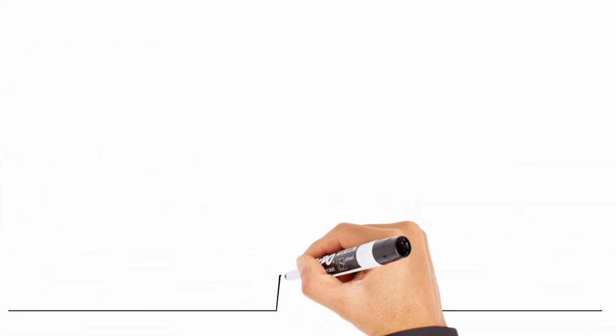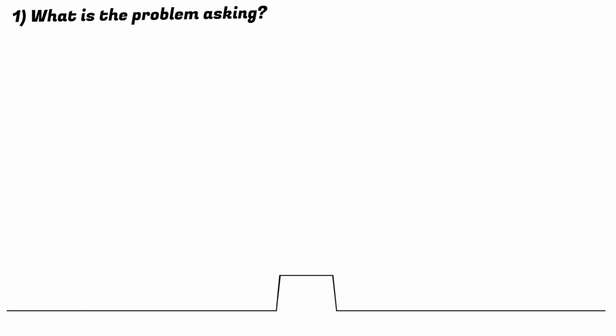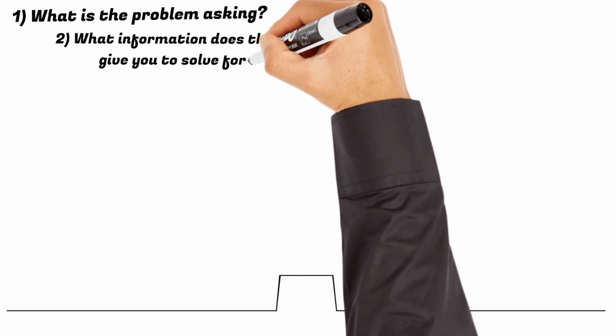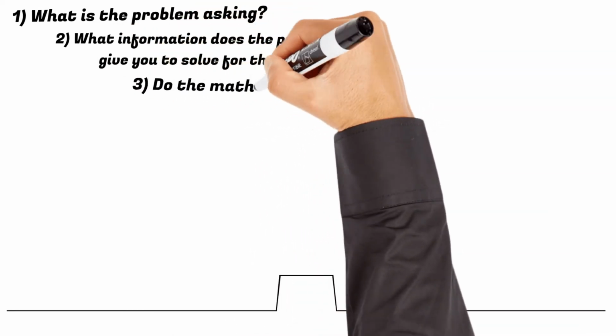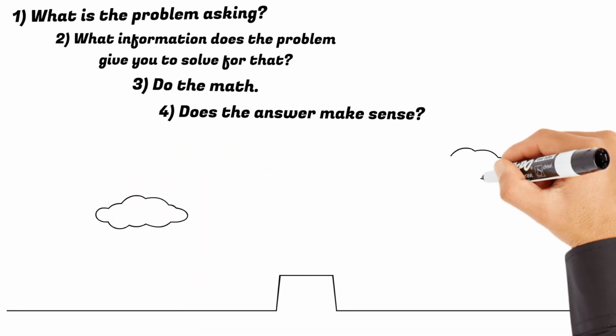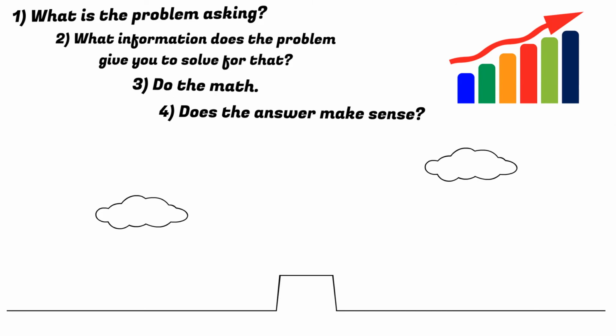While it's just one example, the process is the same for every problem. Remember, it's first, thinking about what is the problem asking in the simplest terms. 2, what does the problem give you in order to solve for that? 3, do the math. And 4, does the answer make sense? If you try this approach for every problem, I am almost certain that you'll see an increase in your score and a reduction in mistakes in the math section.